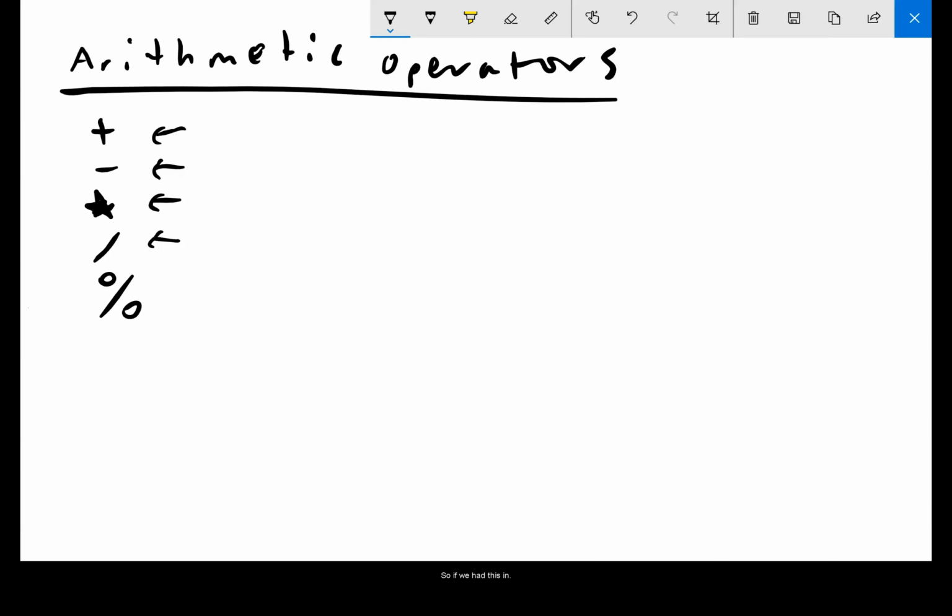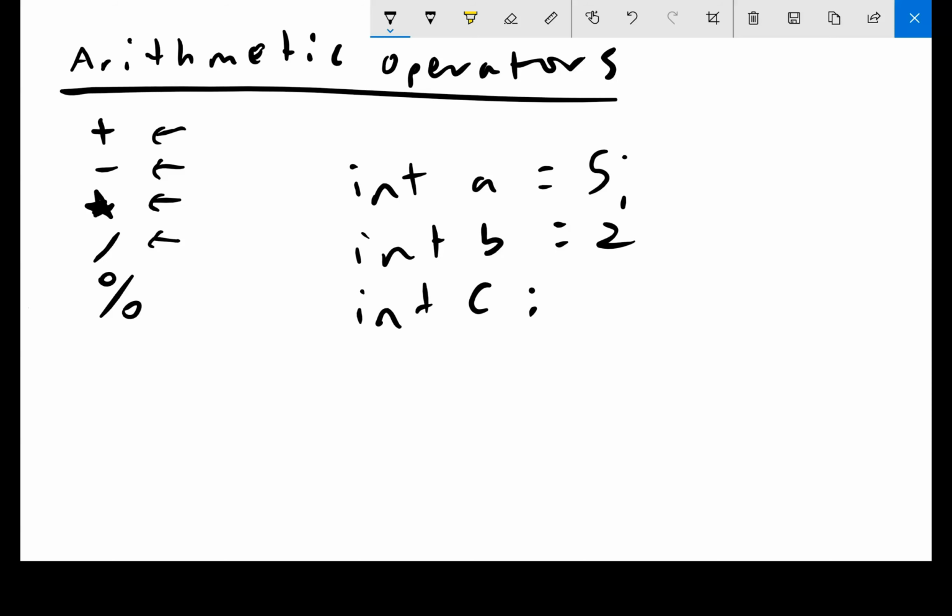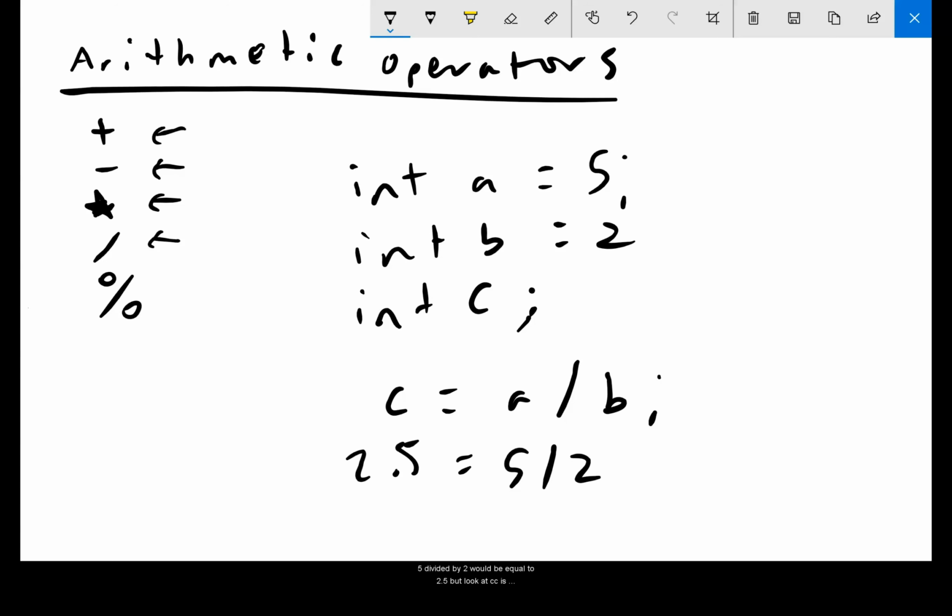So if we had int a equals 5, and we had int b equals 2, and int c, and we did c equals a divided by b. In real life, 5 divided by 2 would be equal to 2.5. But look at c. C is an integer. It only holds whole numbers. So what happens is the 0.5 gets chopped off. Okay, so c would actually display 2. C is actually equal to 2.